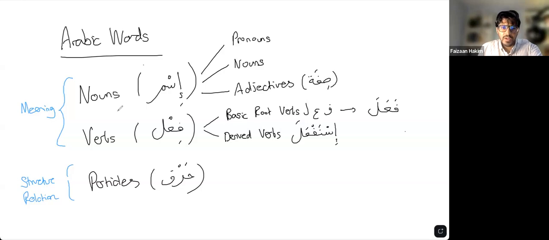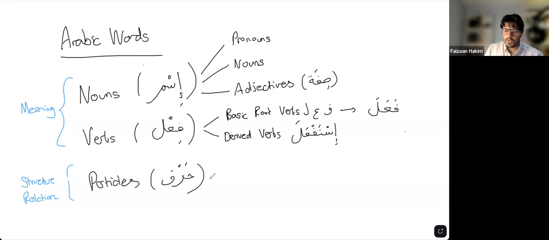So why is noun here and noun here? Well, it's because the word ism is kind of an all-comprehensive term. I mean, an adjective is a type of a noun, but it's a noun which describes other nouns. But let's not get too complicated here. Very simply, nouns are pronouns or normal nouns or adjectives. That will do the job for the time being.